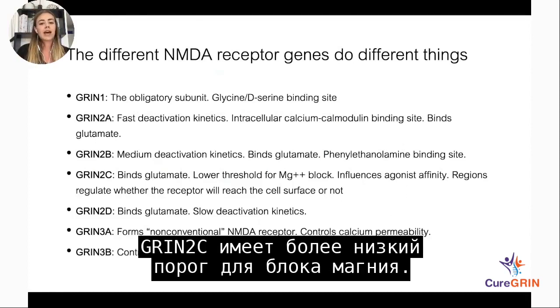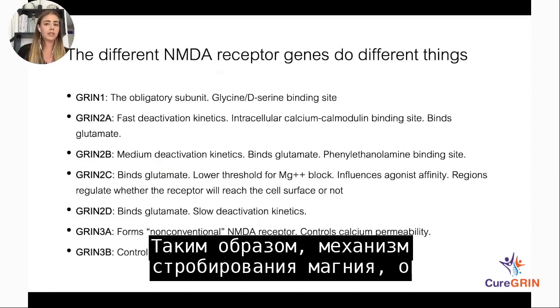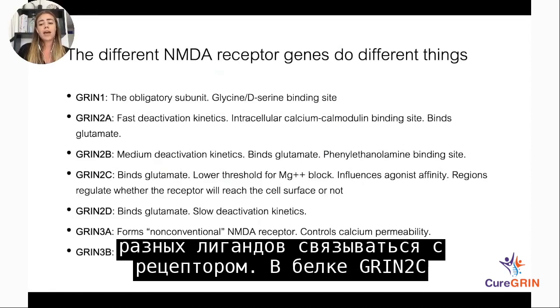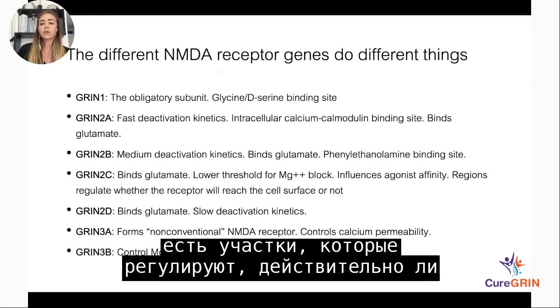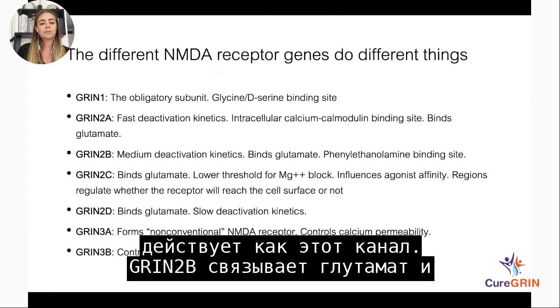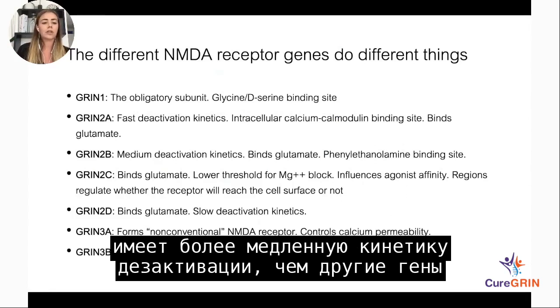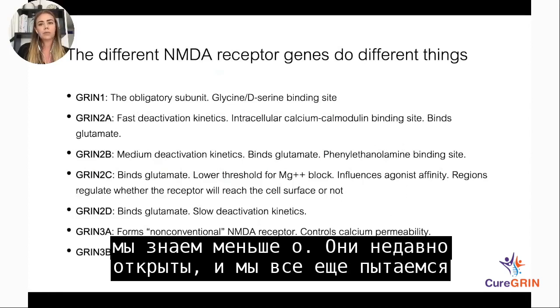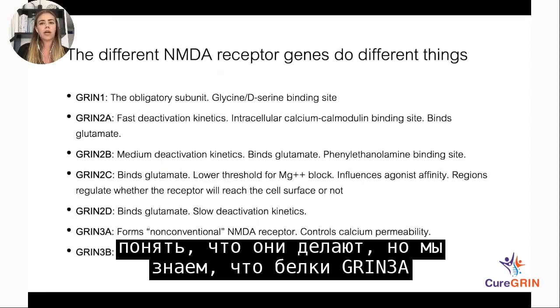The GRIN2C has a lower threshold for magnesium block, so that magnesium gating mechanism that we talked about before. It also influences the affinity of different ligands to actually bind to the receptor. And there are regions on the GRIN2C protein that regulate whether the receptor will actually go to the surface of the cell or not and act as that channel. GRIN2D binds glutamate and has slower deactivation kinetics than the other GRIN2 genes or proteins. And then the GRIN3 proteins, we know less about. They're the most newly discovered, and we're still kind of figuring out what they do.